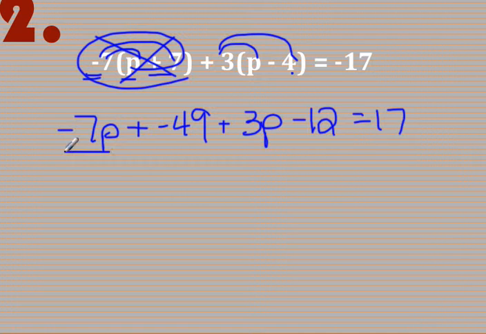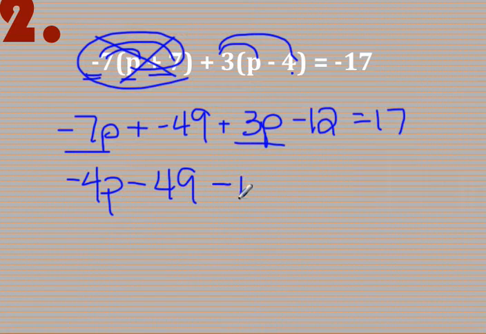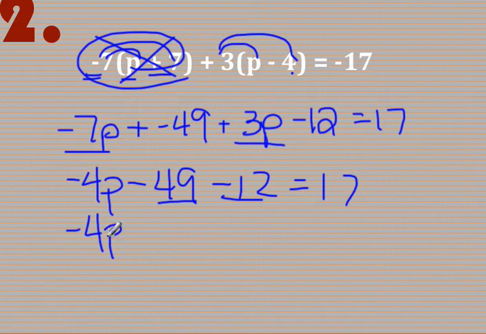So we have -7p plus 3p. I'm going to get -4p minus 49 minus 12 is equal to 17. Now that I've done that, I'm going to combine my constants. So I'm adding -49 and -12. When you add the two of those together, they end up getting more negative. So -49 minus 12 is going to be -61.